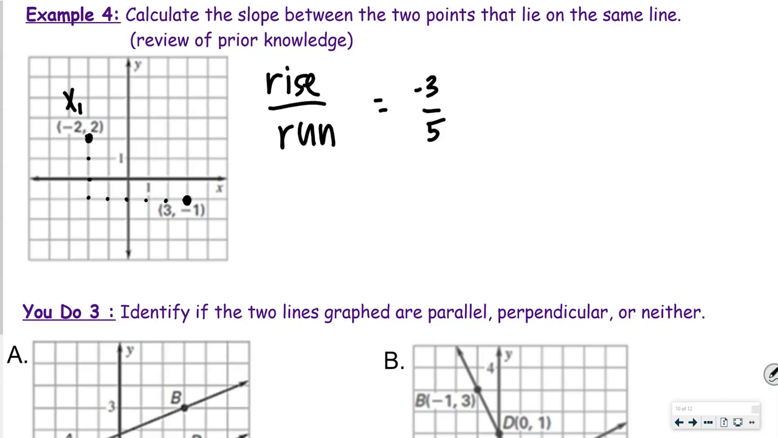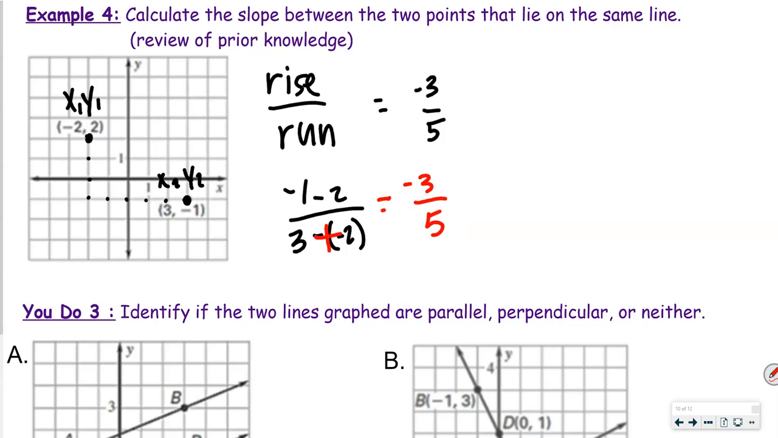Okay. Now if we use the slope formula and we label these like we've been doing, we would call this one x1, y1, right? And x2, y2. If we do that, we get negative 1 minus 2 over 3 minus a minus 2. Right? Okay, so remember when we do minus and minus, we get a plus here. So that's going to give us negative 3 over 5. So no matter which way we do it, whether we do it rise over run or with the slope formula, we get the same answer. Okay.